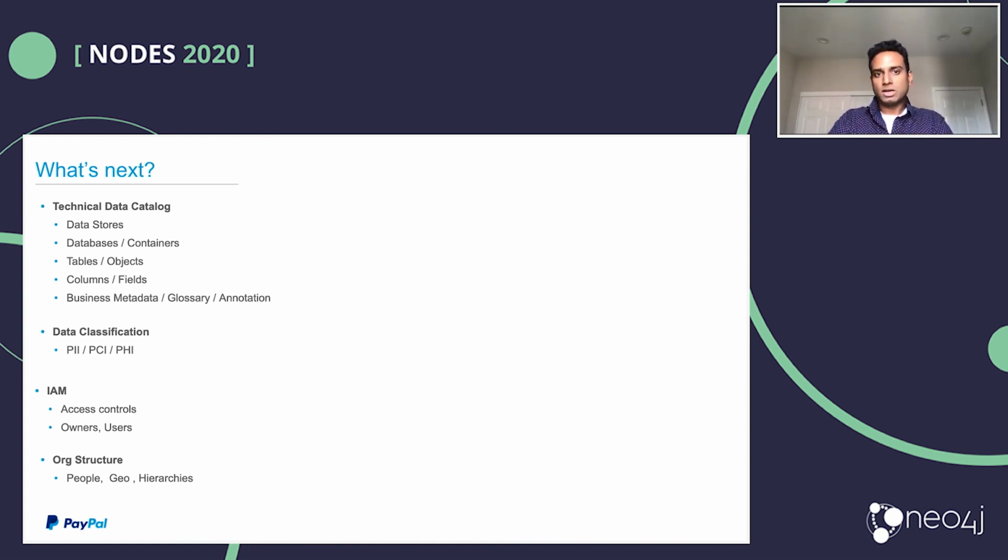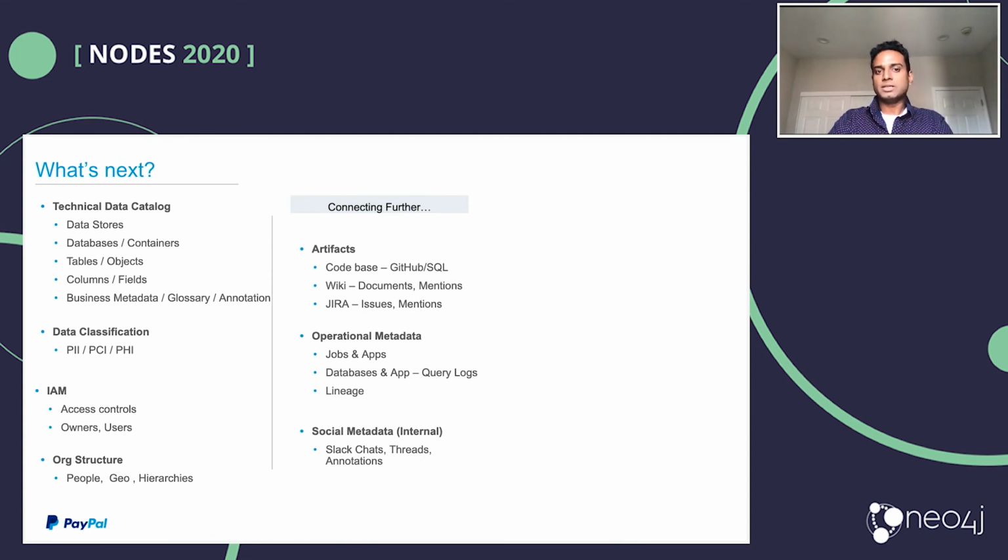When we talk about artifacts, operational metadata, social metadata, which is evolving to become more important, it's basically seen as technical metadata these days. Connecting all these dots along with our technical metadata, which we have already solved in a few ways, is very important for us to build this deep interconnected graph of enterprise metadata.